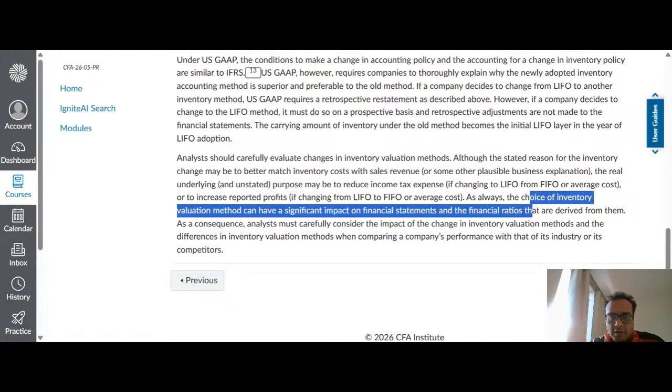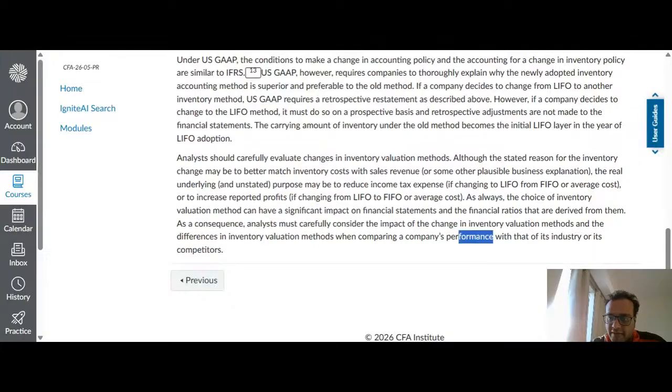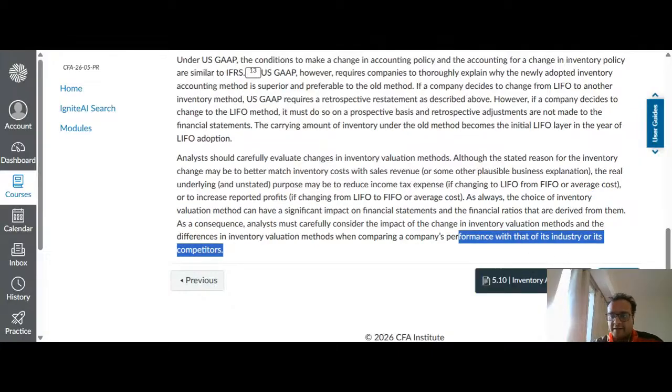As always, the choice of inventory valuation can have a significant impact on the financial statement and financial ratios that are derived from them. As a consequence, analysts should carefully consider the impact and difference in inventory valuation method when comparing financial statements. Perfect.